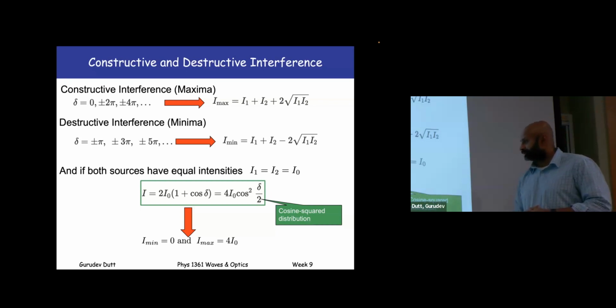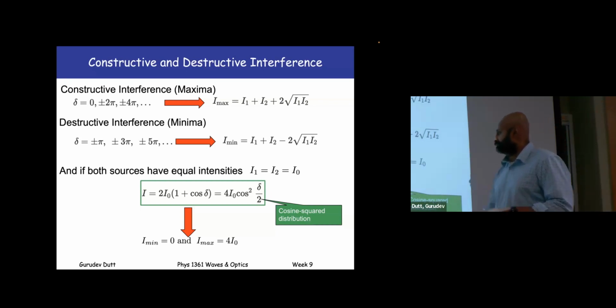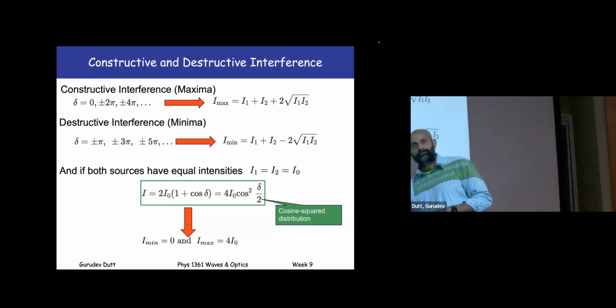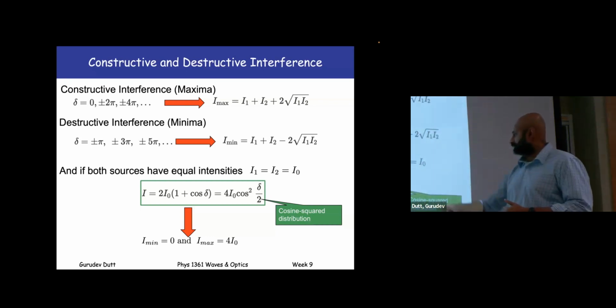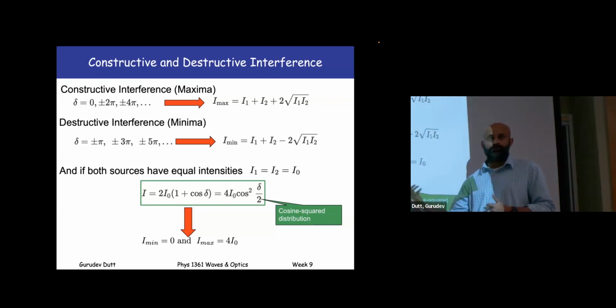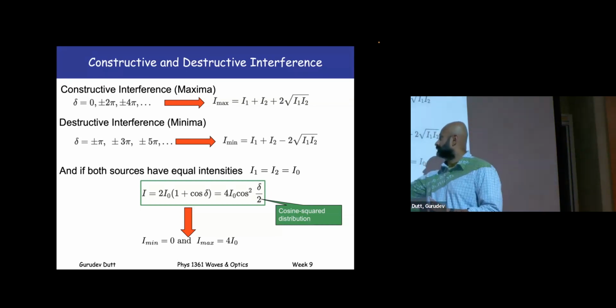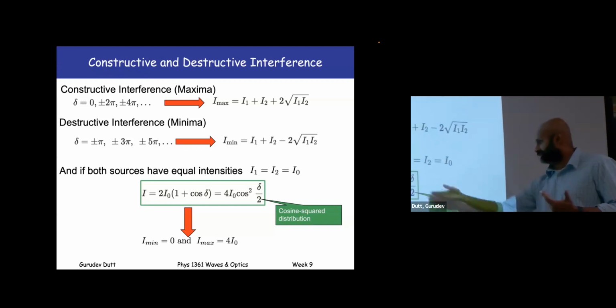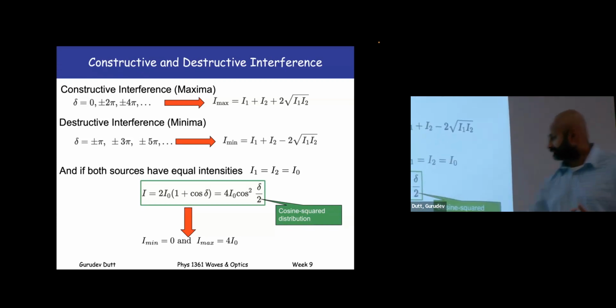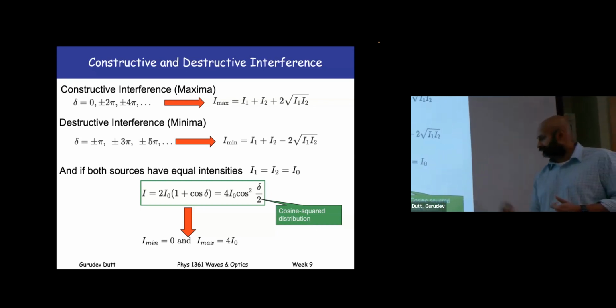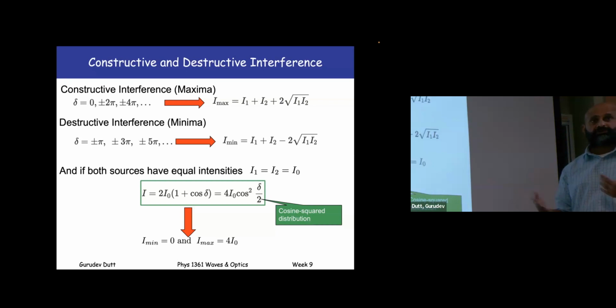And yeah, so then we get the minimum intensity is 0, because when delta equals pi, cos delta over 2 goes to 0. And when delta equals 2 pi, cosine delta is equal to minus 1, but here is a square, so it doesn't matter. So we get I max equals 4 I0, or of course, when delta equals 0, again, cos delta equals 1. And therefore, we get 4 times I0. So those are the two extremes.